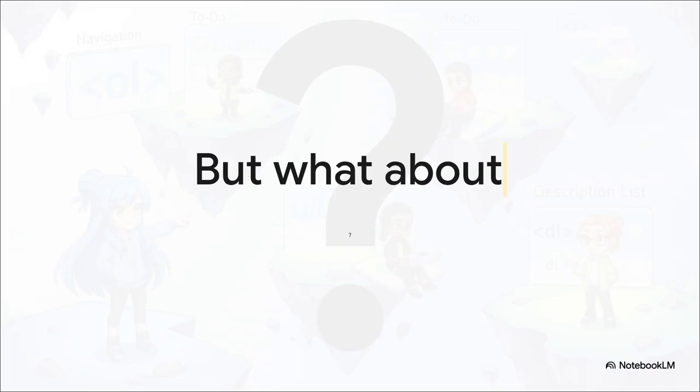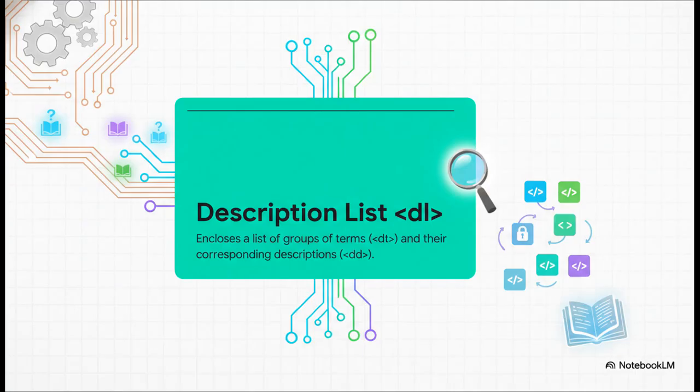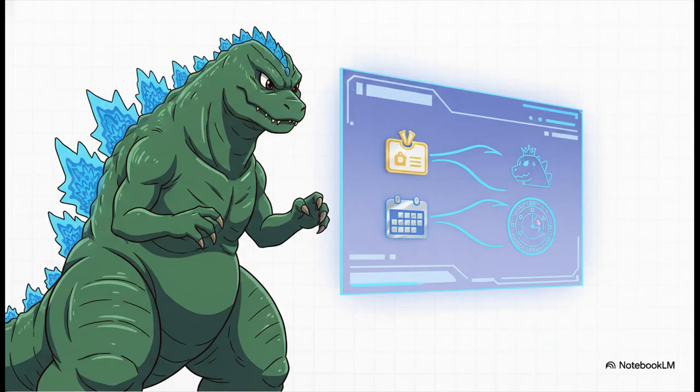Yeah, what about the description list? See, it used to be called a definition list, and that name caused a ton of confusion. But its real purpose, it's way more powerful than just writing out definitions. So according to the official MDN documentation, the Bible for this stuff, the DL element is for groups of terms and their matching descriptions. It's a way to pair a name with a value, a key with its data. And this example from MDN is just perfect.